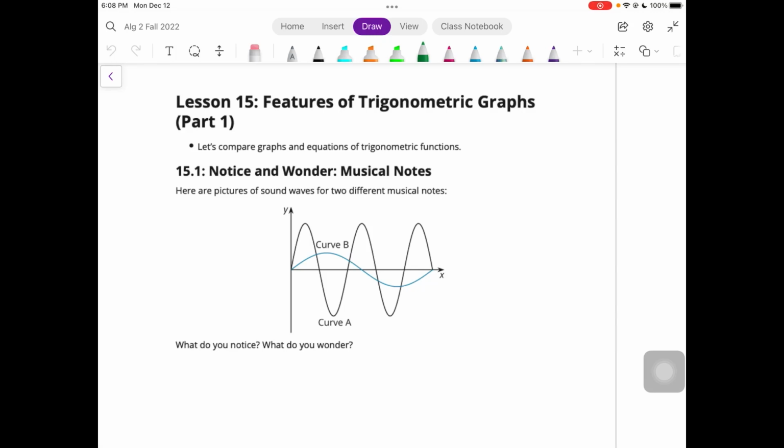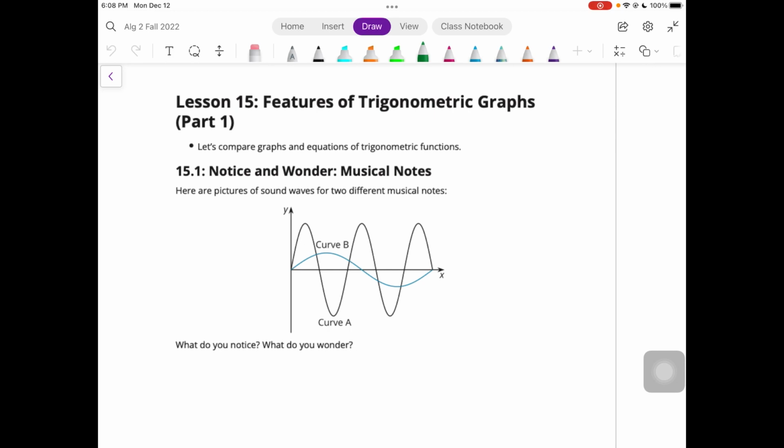All right, let's take a look at Unit 6, Lesson 15, Features of Trigonometric Graphs, Part 1. So 15.1, we're looking at a picture of sound waves for two different musical notes. So what do you notice?